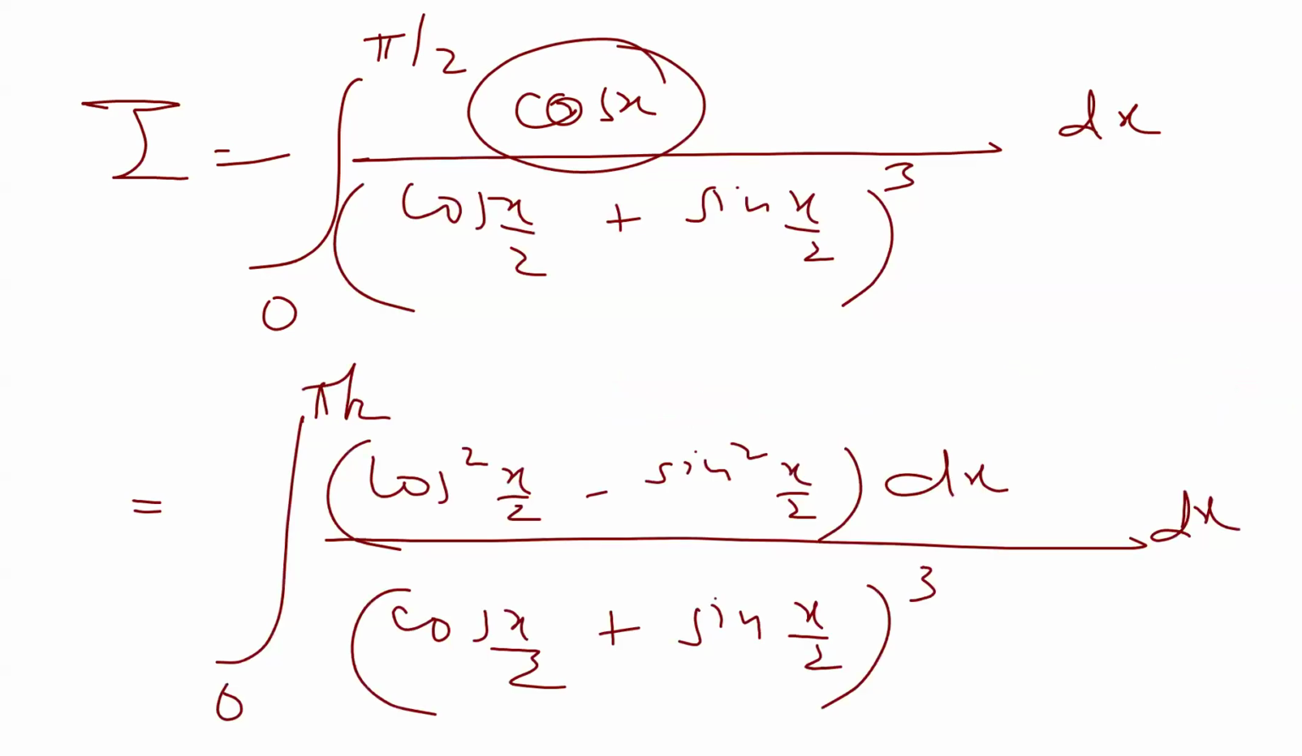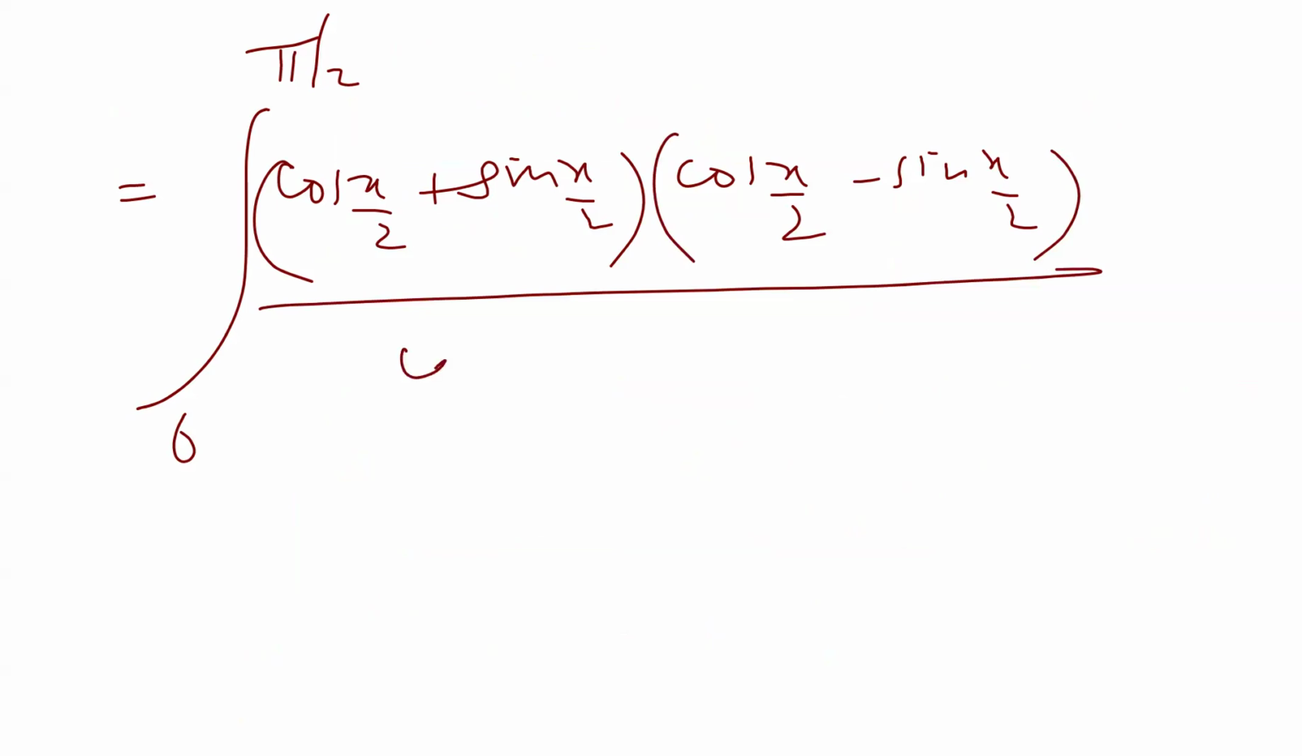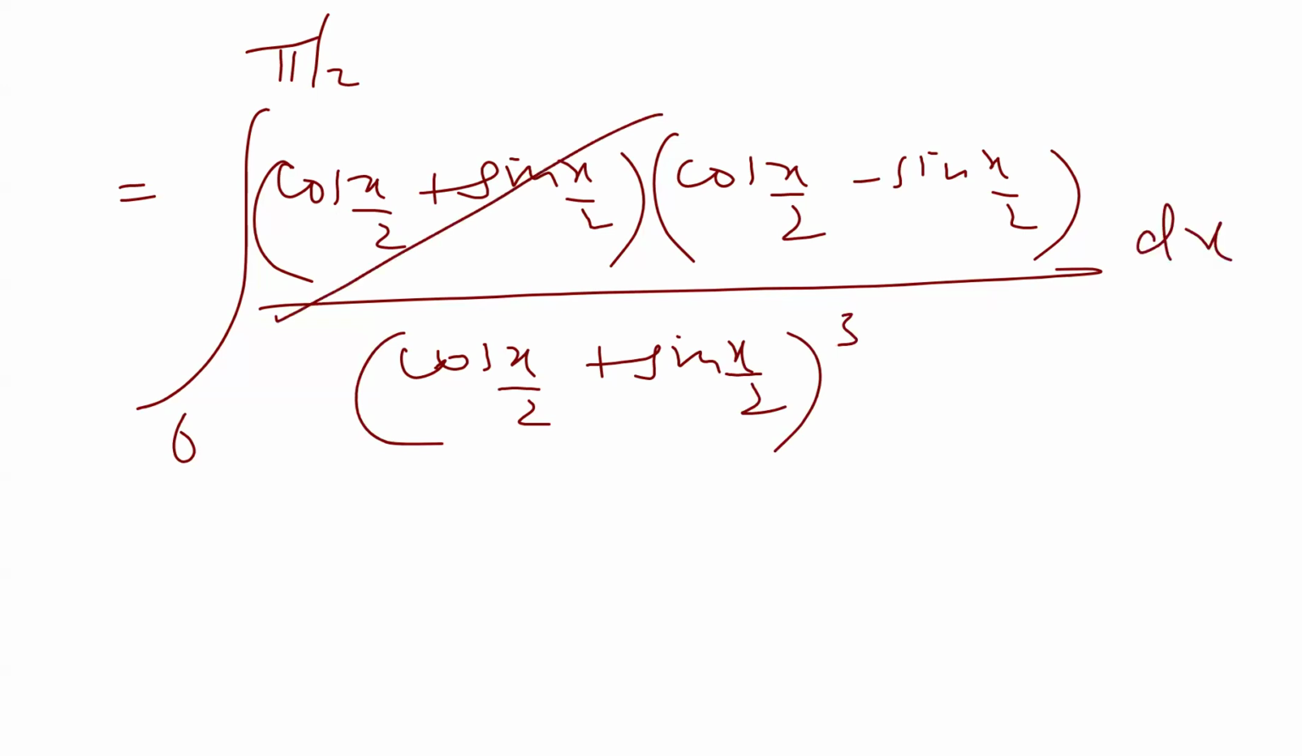Right? So now this is a square minus b square, 0 to pi by 2, a plus b into a minus b upon cos x by 2 plus sin x by 2 the whole cube. This will get cancelled. This will be square.